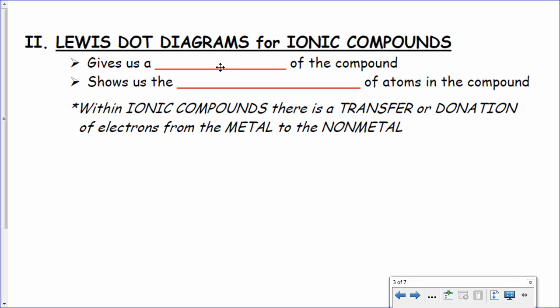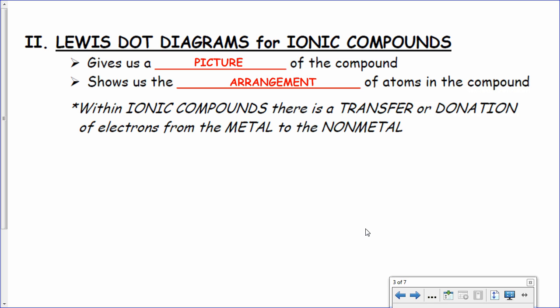Okay. There's a process. It starts with giving us a picture of the compound. That's what we want to see, is a picture of our compound. You can't see atoms, so we can only see them figuratively on paper, and this is a way to do it. It shows us the arranging of the atoms in the compound, which is actually important. The arrangement of atoms determines some of the physical and chemical properties of compounds. So it's important to know how the atoms go together.